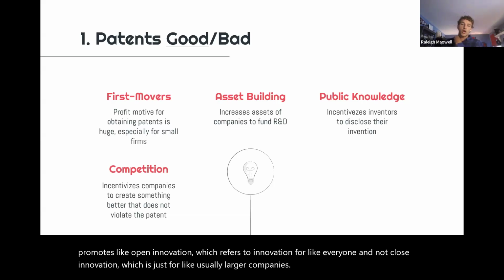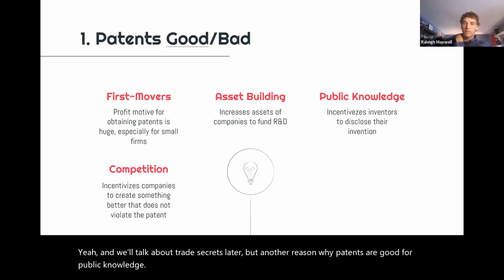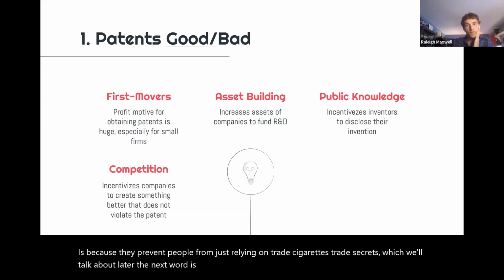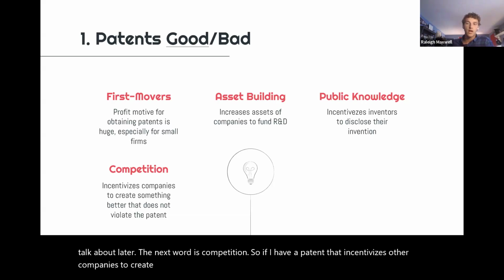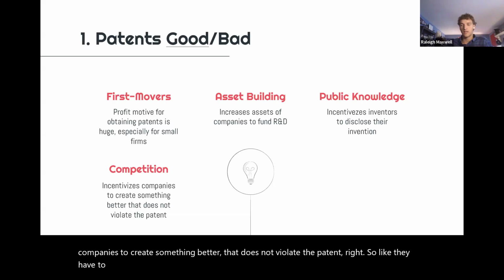Yeah, and we'll talk about trade secrets later, but another reason why patents are good for public knowledge is because they prevent people from just relying on trade secrets. The next word is competition. So if I have a patent, that incentivizes other companies to create something better that does not violate the patent, right? So they have to create an invention that is distinct, but also makes more money and is better than mine.